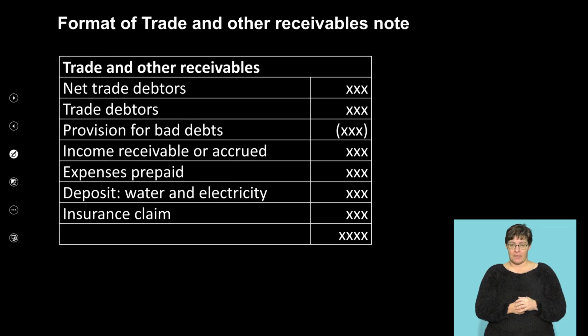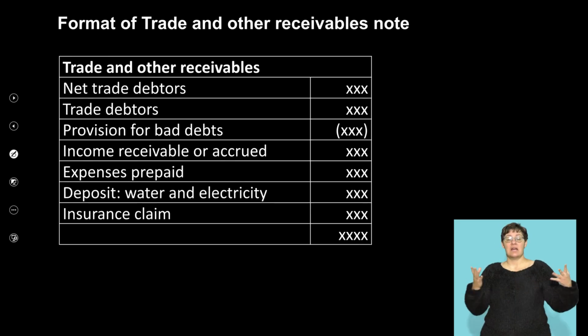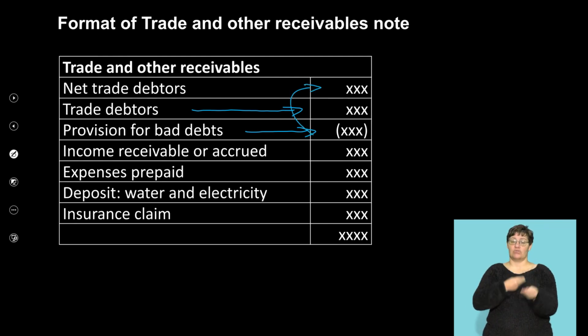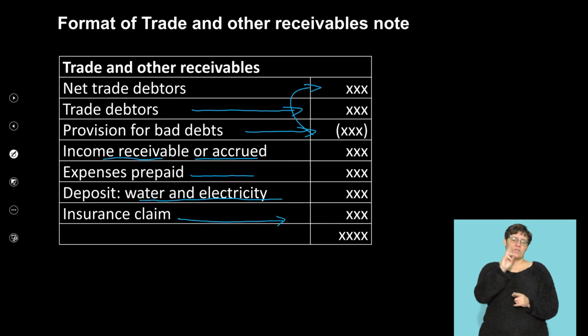When you come to your trade and other receivables note, you start off with your trade debtors, which is your debtors control, less your provision for bad debts, which will give you net trade debtors. Then you bring in your income receivable or accrued income, your prepaid expenses, deposit on water and electricity, and your insurance claim. Right? So let me just explain.